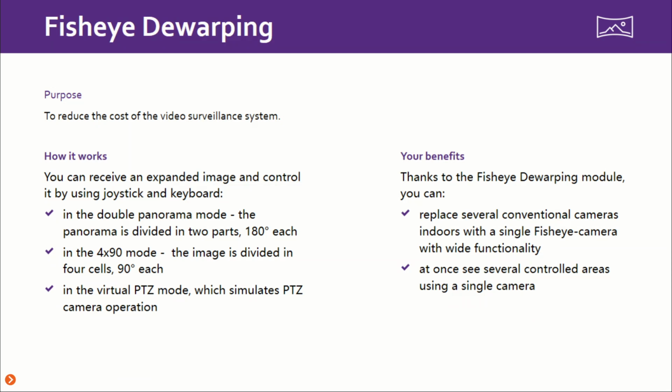Dewarping can be done in 4 into 90 format, or it can provide you PTZ mode where the fisheye camera would be turned into a virtual PTZ camera.